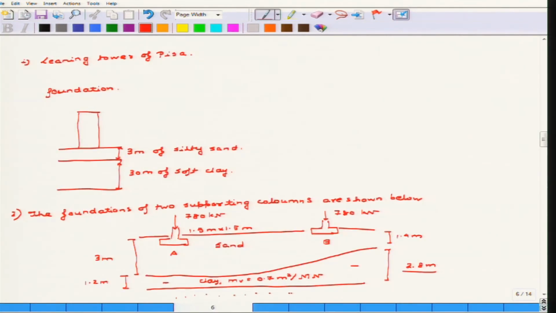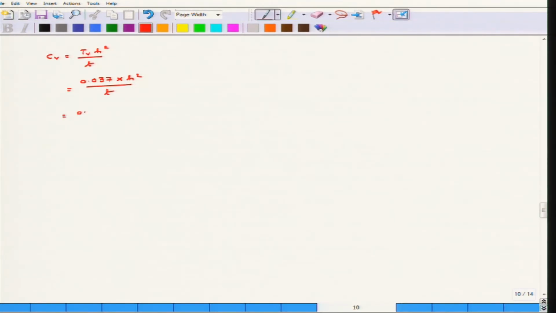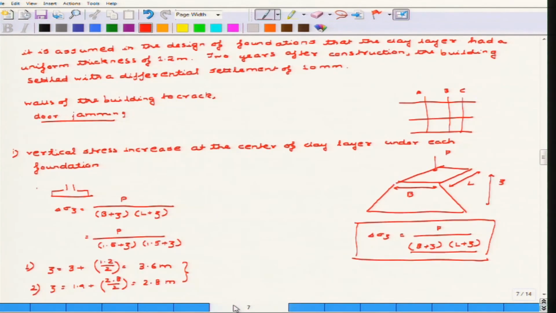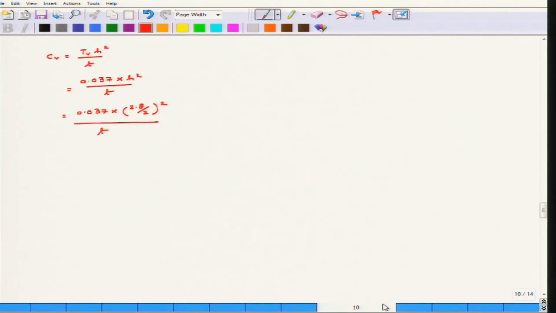Now below this is a gravel layer. So obviously, like the previous case, since the top is covered with sand and below there is gravel, this is also a double drainage problem. So the height will be halved. So 0.037 into (2.8 by 2) squared by t, because 2.8 is because you have to consider the clay layer below the footing B. So this comes out to be 0.036 meter square per year. So this is the coefficient of consolidation that we found out.